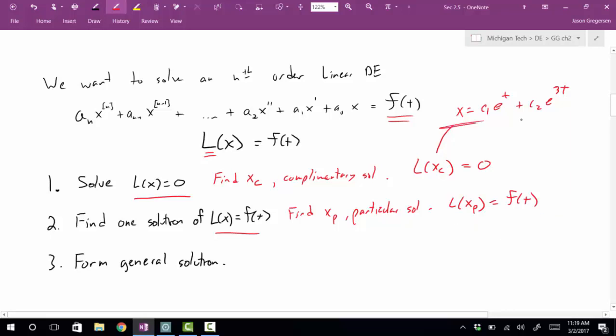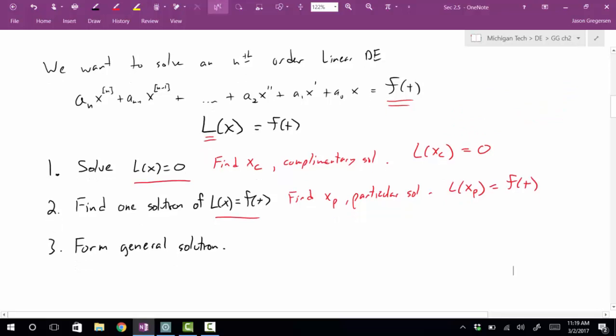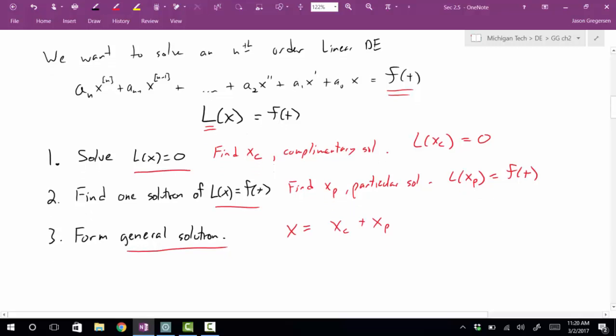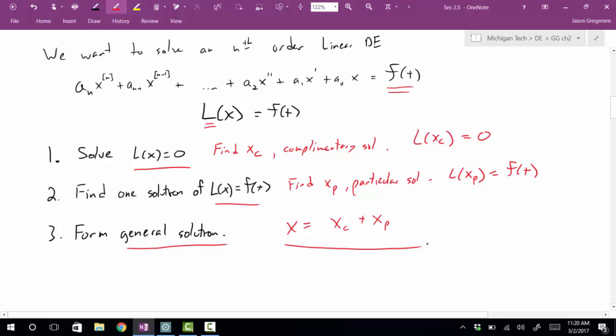And the idea is if we know that one specific solution and we can find our general solution of the homogeneous problem, we can then form our general solution. Our general solution to the non-homogeneous problem is just going to be x sub c plus x sub p. We're going to pair those two guys together. So this is going to be our general solution.